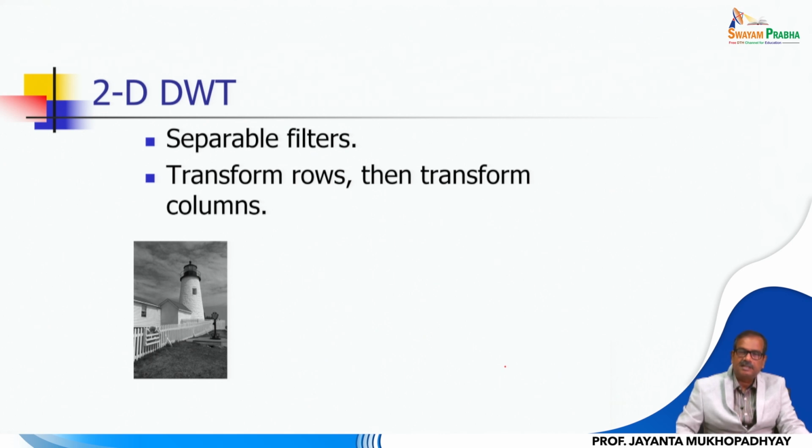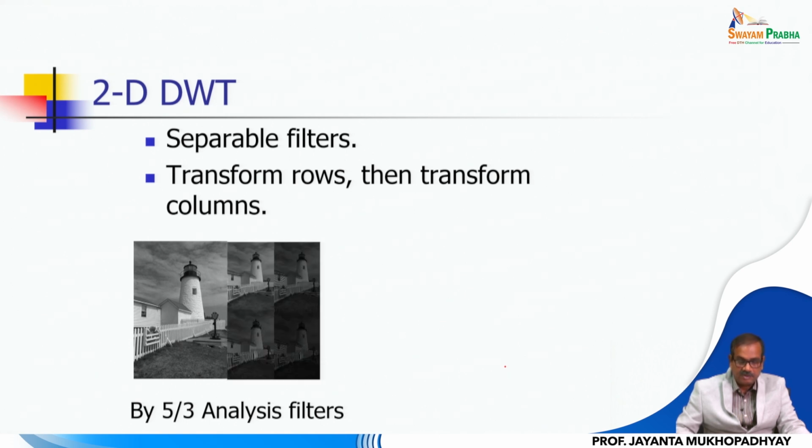Say this is the original image, and I perform the 5x3 analysis filters, first in rows and then in columns. You will find that I have used the 4 components. This is the approximation part and these are the details. This is one level of decomposition.